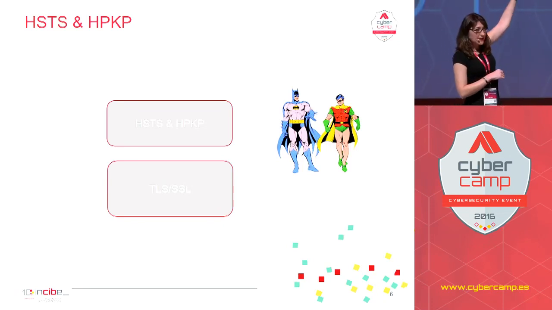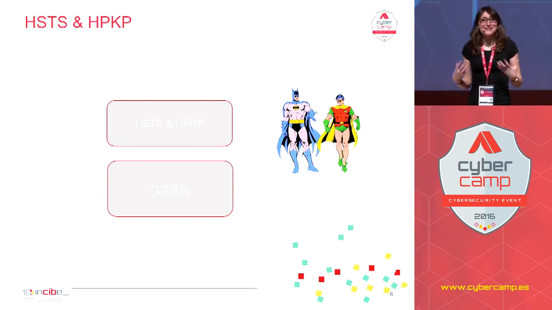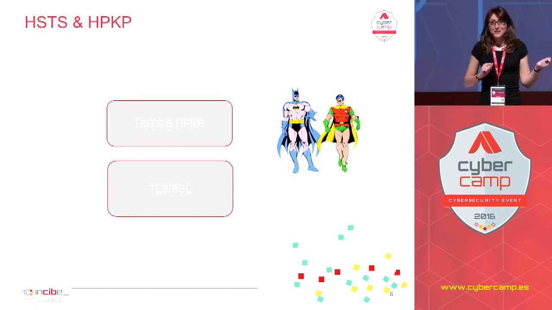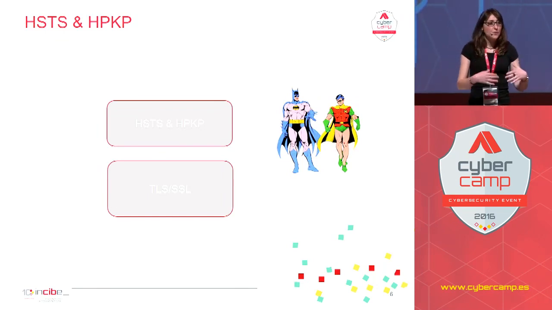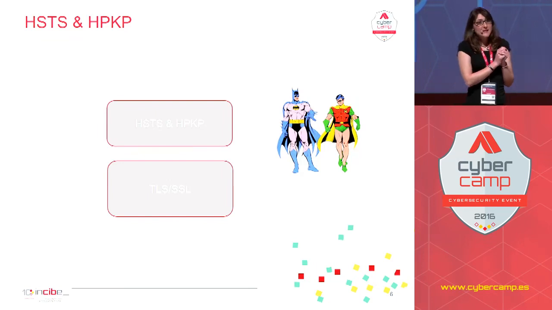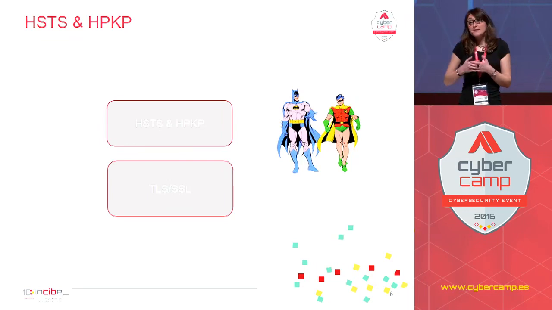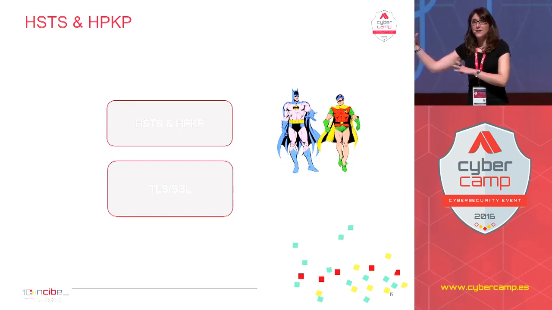So as you can see here, they are located a layer above TLS and SSL. And because we wanted to play with words, we decided to name them the Batman and Robin of web security. They are our superheroes. They will help us protect ourselves and to add an additional security layer on TLS and SSL. So therefore, eventually they will help us cover the gap of some of these protocols.